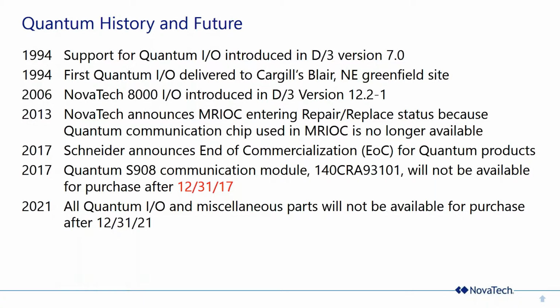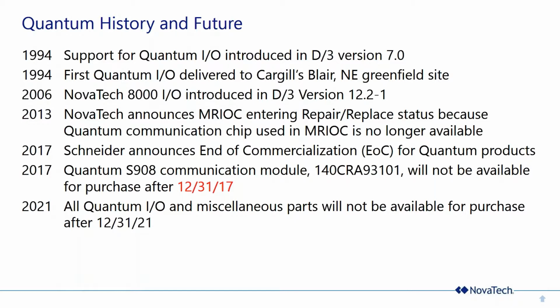In 2017, just this year, and this may be news to some of you with Quantum I/O, Schneider has announced the end of commercialization of Quantum products. That means at the end of the commercialization period, nobody will be able to purchase new Quantum products from Schneider. You might be able to still find some from people who may have stocked them, but Schneider will no longer be manufacturing or selling them, putting them into their distribution channel.